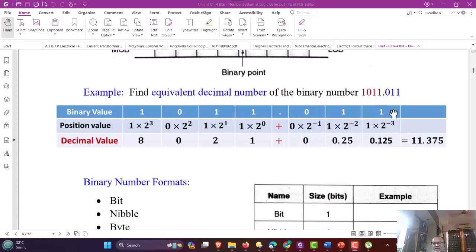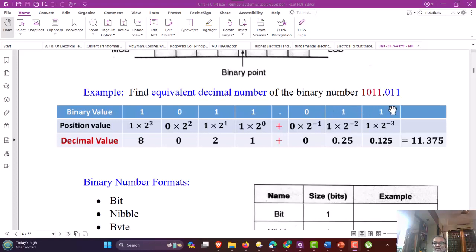Now let us convert the fractional portion. We know the first position to the right of the binary point, the position weight is 2 raised to minus 1. So 0 into 2 raised to minus 1 is 0. The second position is here shown by the digit logic 1. So 1 into 2 raised to power minus 2, that comes out to be 0.25. The third position is the least significant position. The digit is 1. So 1 into 2 raised to power minus 3, that comes out to be 0.125. Add all the individual position weights of the digit.